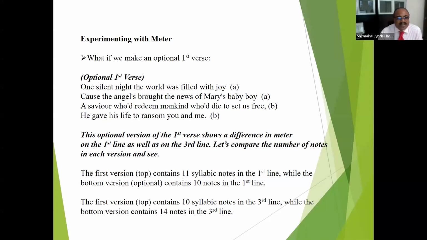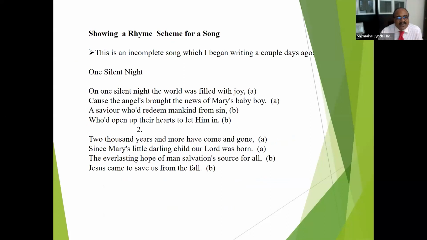Let's just try to count them. Okay, this is important, all right? Because this is going to happen when you're writing your song. On one silent night, let's count. Can you come along with me? Da da da da da da da da da da da. How many is that? 11, right? 11 notes. Again. Da da da da da da da da da da da.